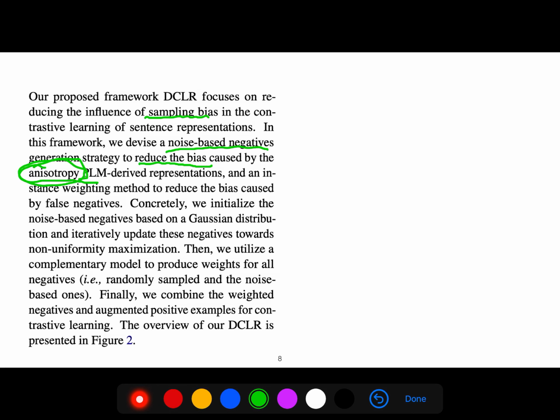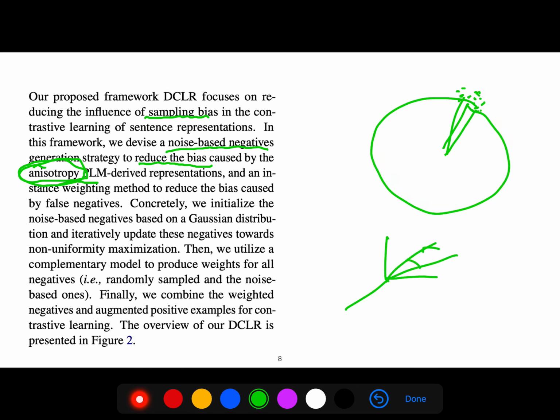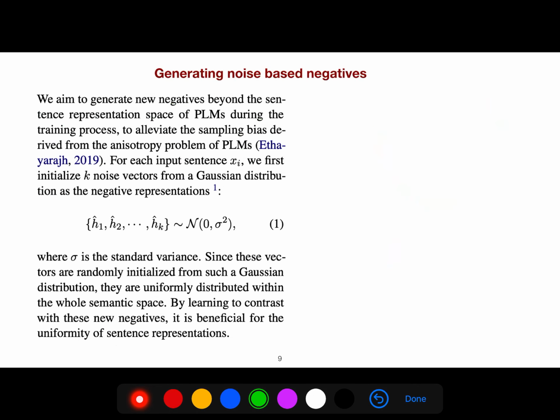This is a phenomenon that we have talked about before. It causes anisotropy, which means most of the representations are in a particular part. For example, if it is a hypersphere, most of the representations are in a particular region, and even in the feature space, it's just either on a cone or in a particular part of the space. So we aim to generate new negatives beyond the sentence representation space during the training process to alleviate the sampling bias derived from the anisotropy problem.